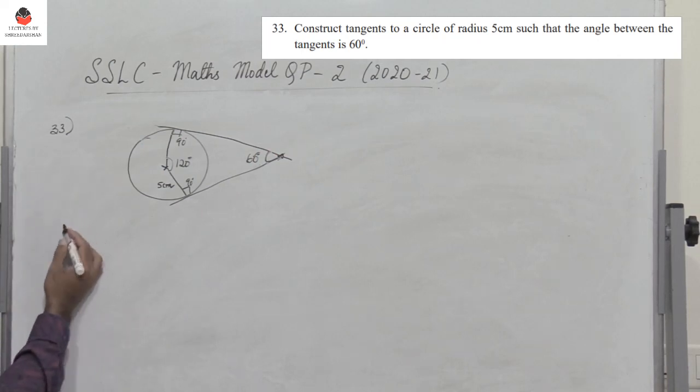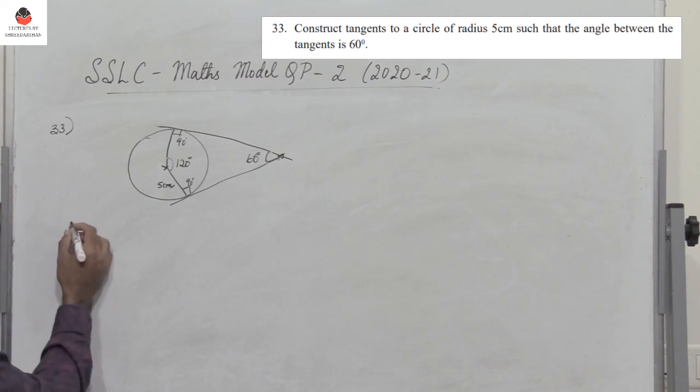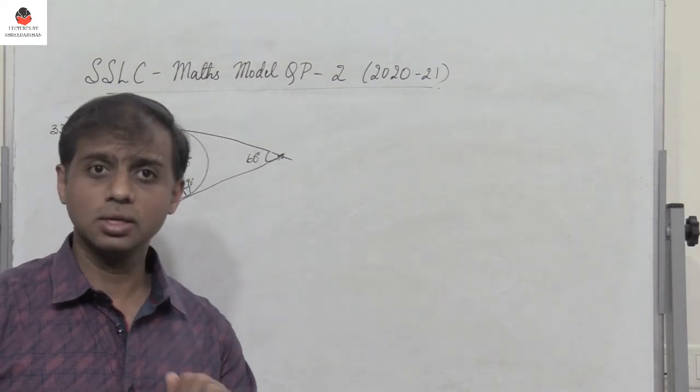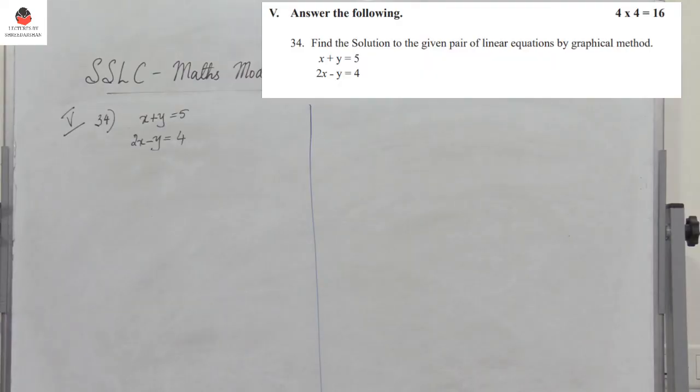Let's move on to the next problem, which is problem 34. So make sure that you do the construction correctly using the geometry tools. So the next problem 34. So we are in Roman 5 where all the problems are 4 marks. So you need to solve 4 of them. So you need to solve the set of equations by using graphical method.